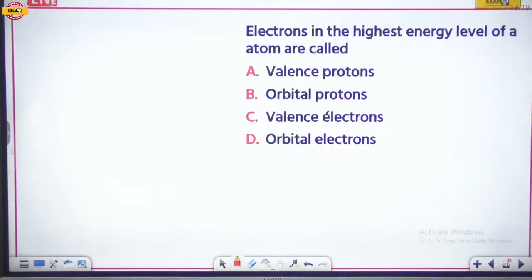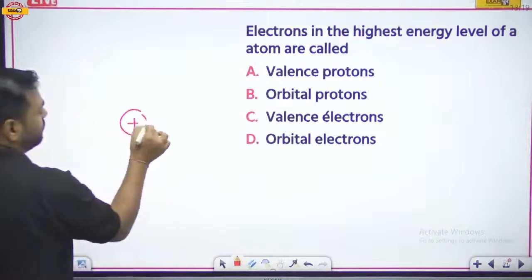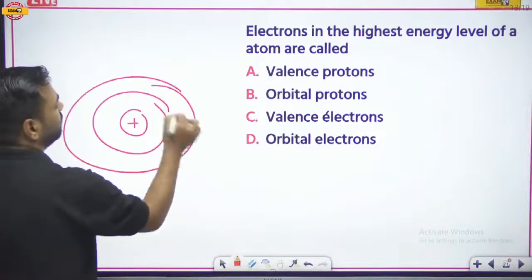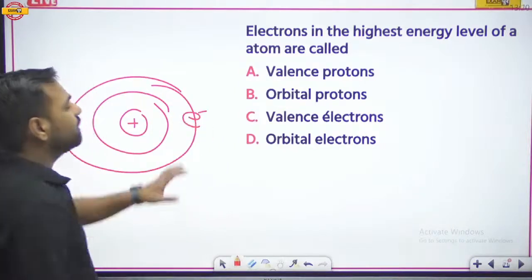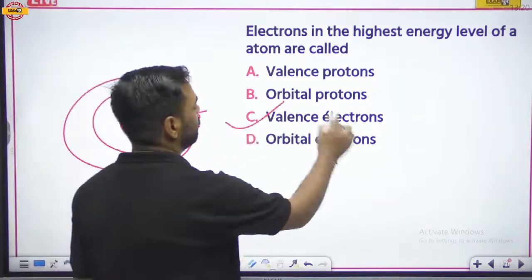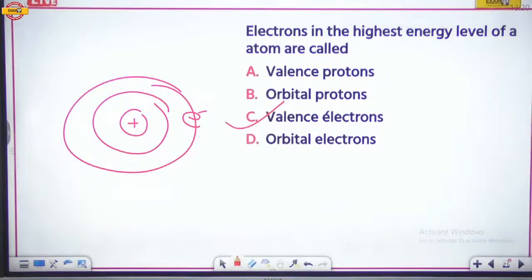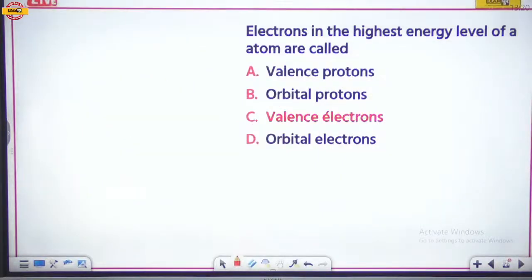Next, electrons in the highest energy level of the atom are called what? So we're talking about the highest energy level of the atom. Yes, nucleus and these electrons. The electrons in the outermost shell are known as valence electrons. Option C, valence electron, is going to be the correct answer. Simple. So yes, electrons in the highest energy level of the atom are called valence electrons.